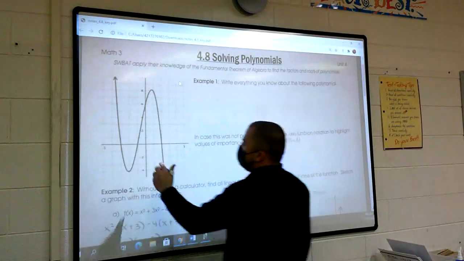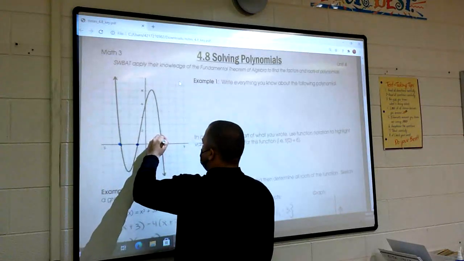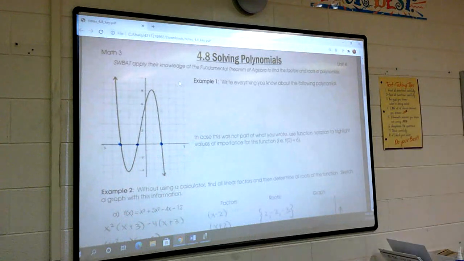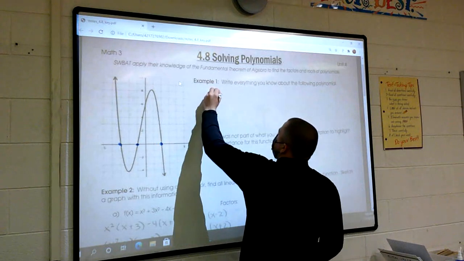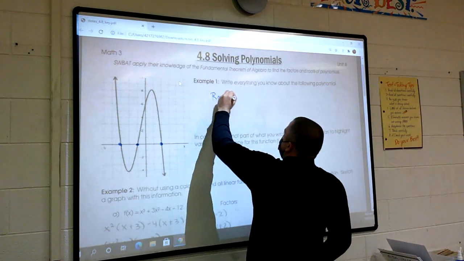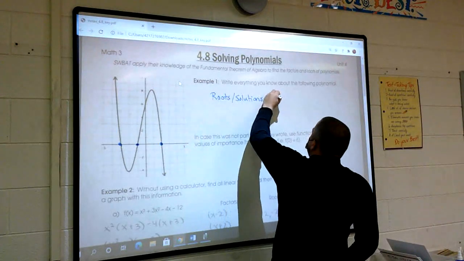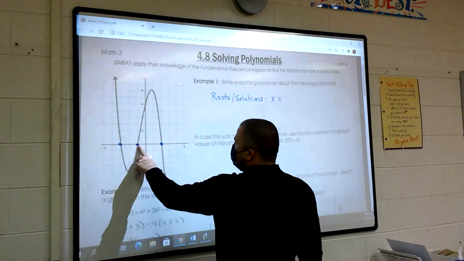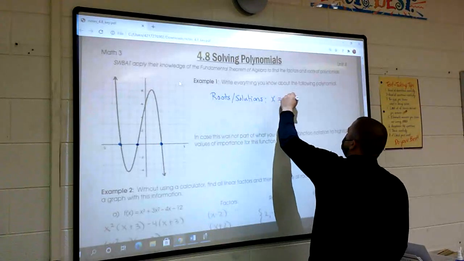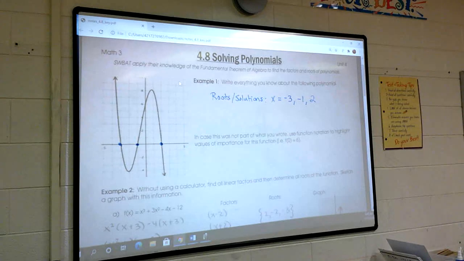This graph, what we know about it is it actually crosses the x-axis at 3 points. So it has 3 roots or solutions. So the roots, or what are called the solutions to this, are x equals -3, -1, and +2. So it has 3 answers where it crosses the x-axis. Those are called the roots.